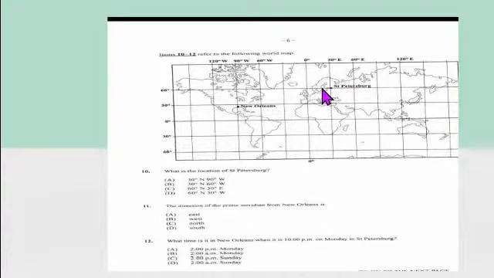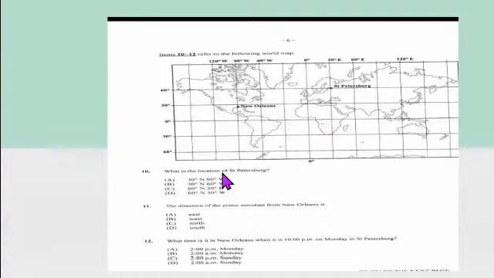All right, so we can see that it is 60 degrees. We have to figure out if it is north or south. So once you see where the zero degree line is, if it is above the 0 degree line, it is north. If it is below the 0 degree line, it is south. So this is 60 degrees north based on where it is located.